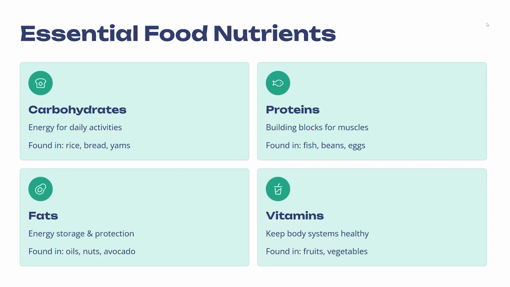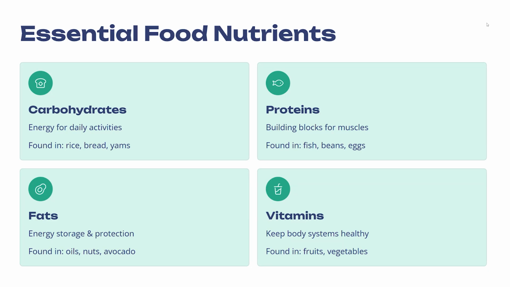Fats also give energy, but they work more like storage. They protect our bodies and keep us warm. You get fats from oils, nuts, and avocado. Vitamins are special helpers that keep different parts of the body healthy. For example, fruits and vegetables give us vitamins. And finally, minerals like iron and calcium also keep the body strong.